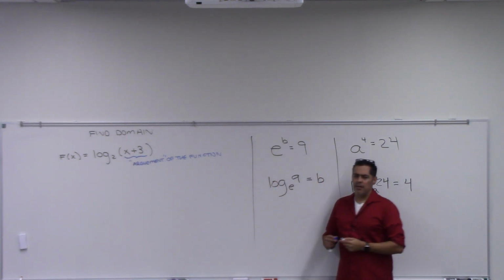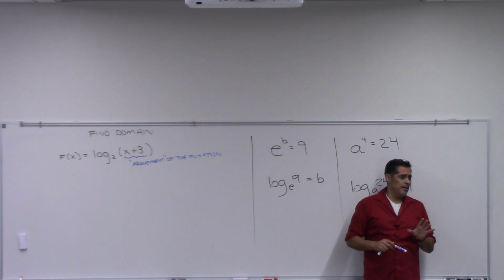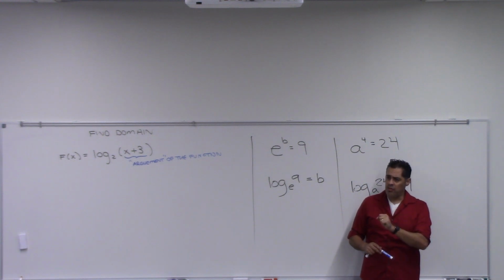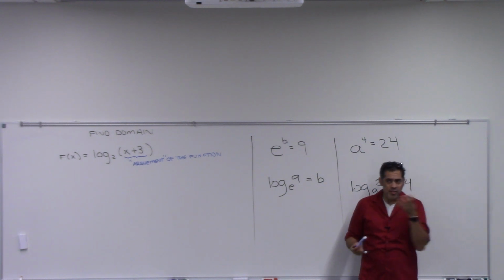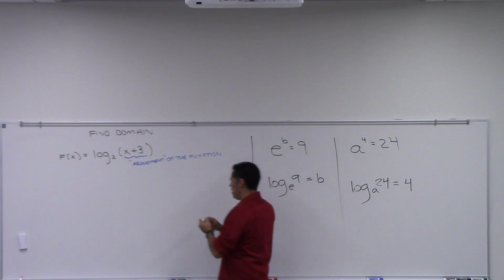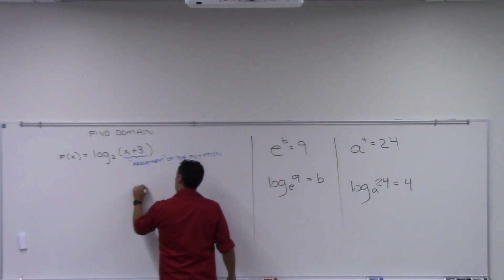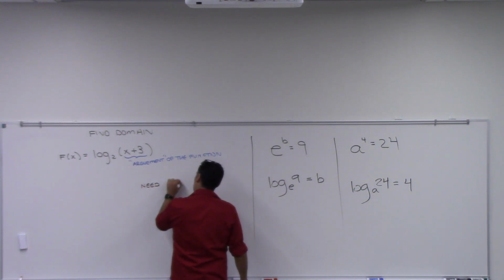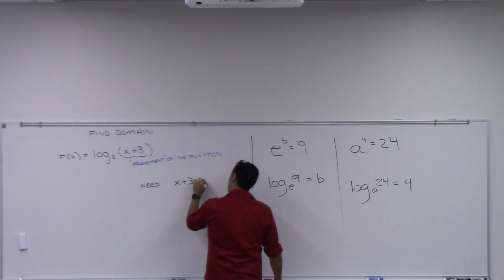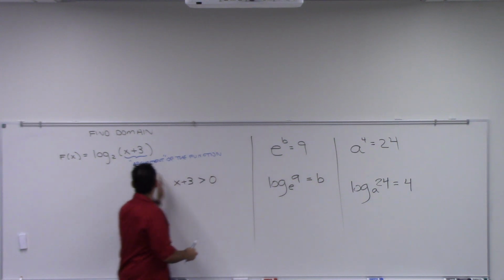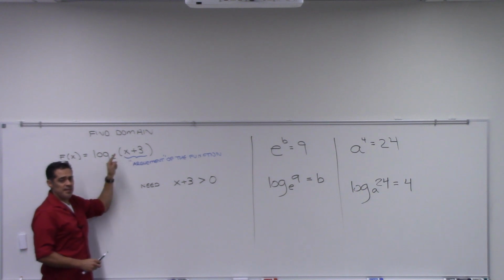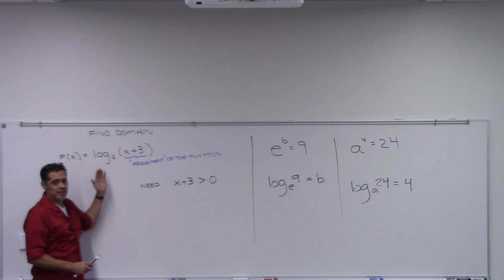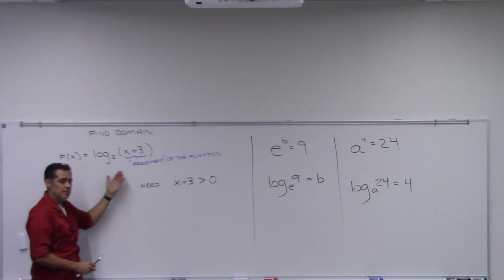What I need for this function, right? Because it's a log function, I need the argument to be greater than 0. Whatever's in there must be greater than 0. So I'm going to write that down. I need the argument to be greater than 0, because whatever this turns out to be better be positive. If it's not positive, the logarithmic function can't handle it. It's not in the domain.